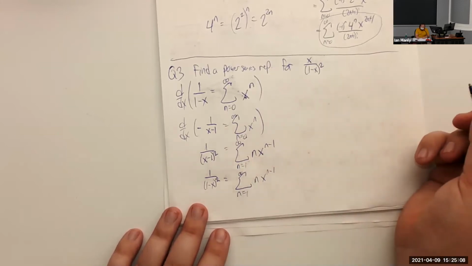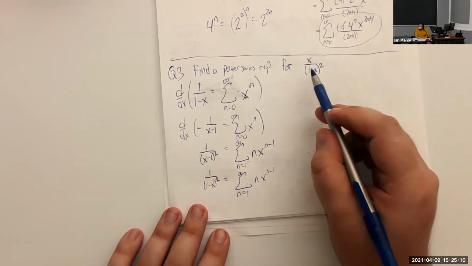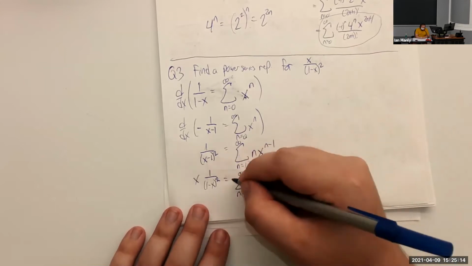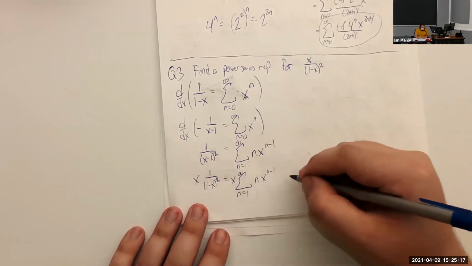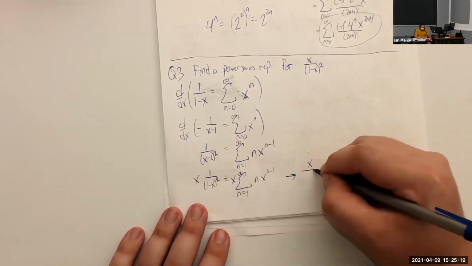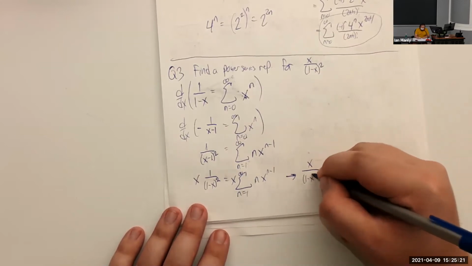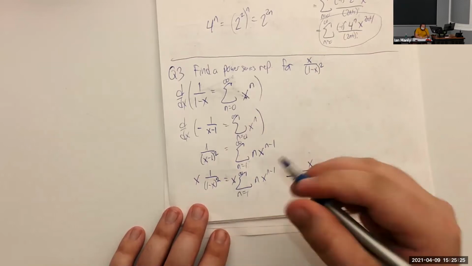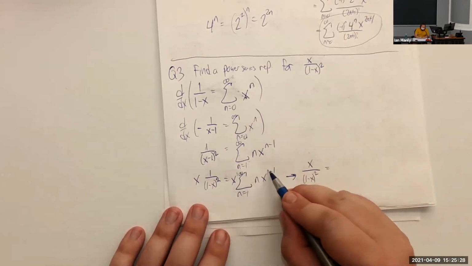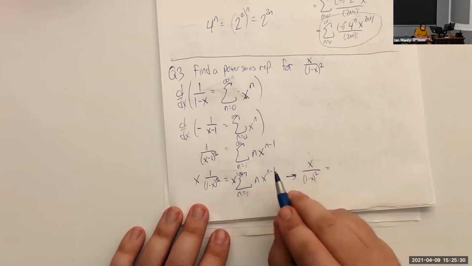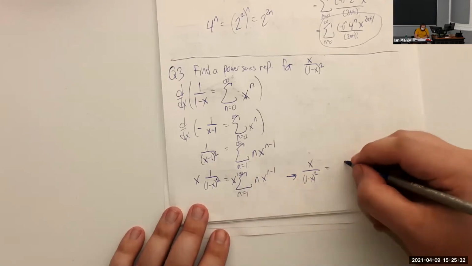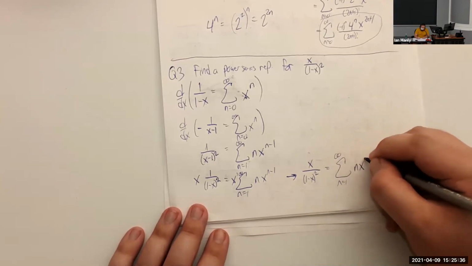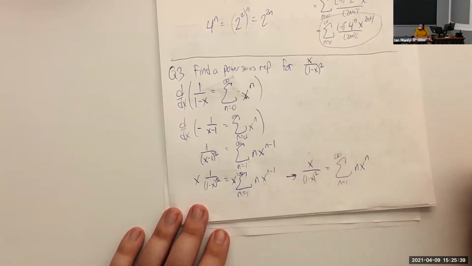Okay, so we have this, and then all we're missing is the x right here. So I'm going to multiply both sides by x. So when I do that, I have x over 1 minus x quantity squared. And then when I multiply this x, so this is x to the first, times x to the n minus 1, I add the exponents together, and I have n x to the n, like that.